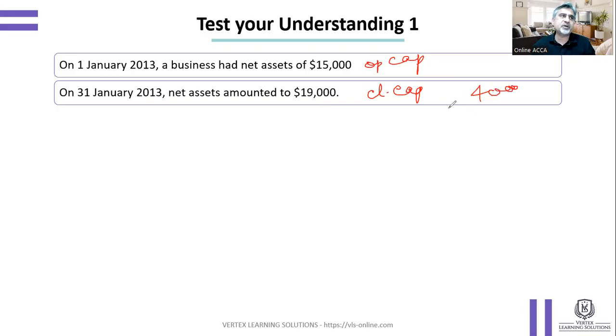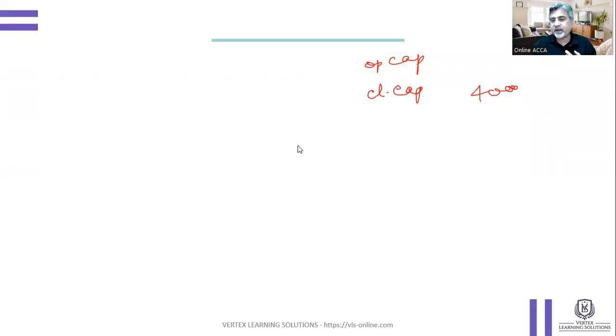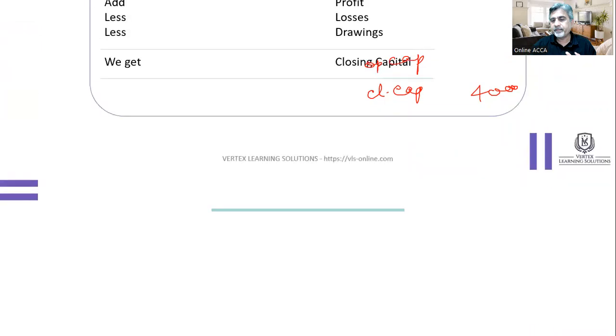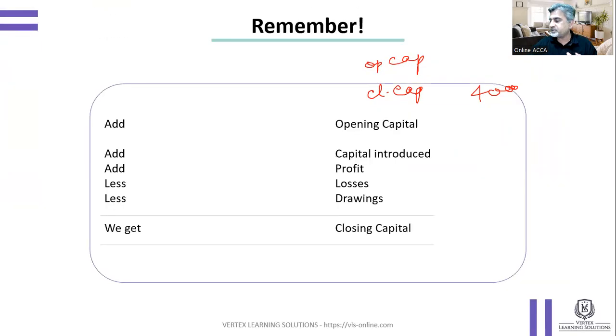So why has it increased by 4,000? Remember how it came to closing capital? If I go back to the equation, so let's think like this. This is 15,000. This is 19,000.